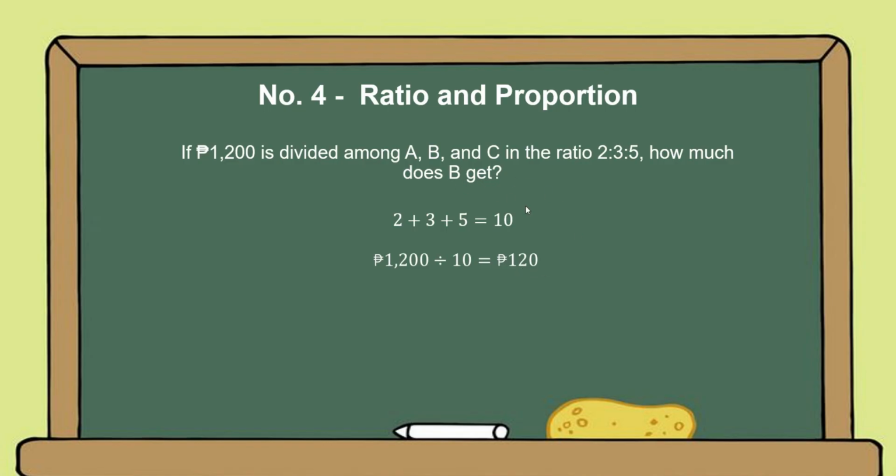Now we can find how much B gets. Since B's share is represented by 3 parts, we multiply the value of one part, which is 20 pesos, by 3. Therefore, B will receive 60 pesos.